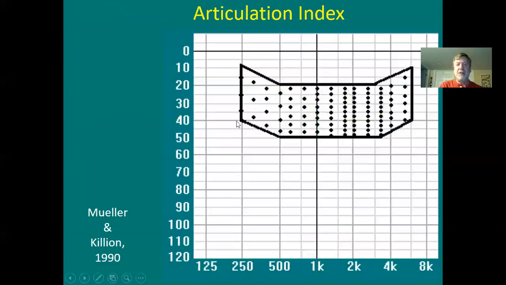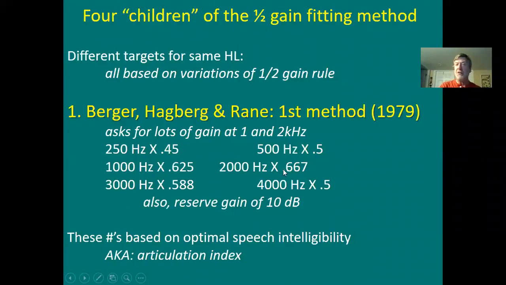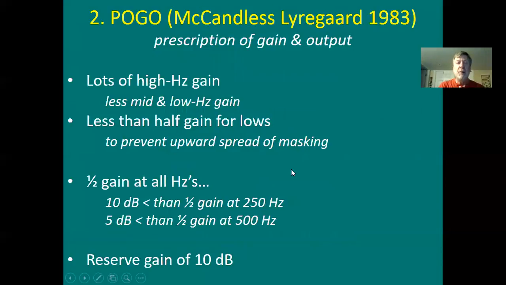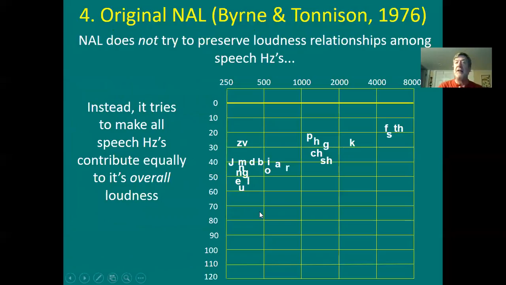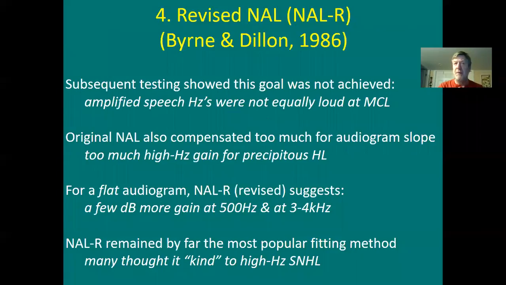This thing here just means there are 100 dots here. In unaided speech, each dot represents 1% of the audible cues required for you to understand what the word was. And most of the dots are clustered around 2000 hertz. That's why Berger loved 2000 hertz so much. See that? Pogo worried about the upward spread of masking. Libby gives 1/3 gain for mild to moderate and 2/3 gain for severe. And here's NAL. NAL doesn't try to preserve those loudness relationships.